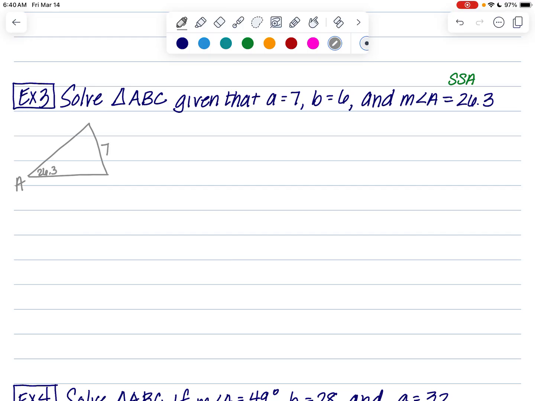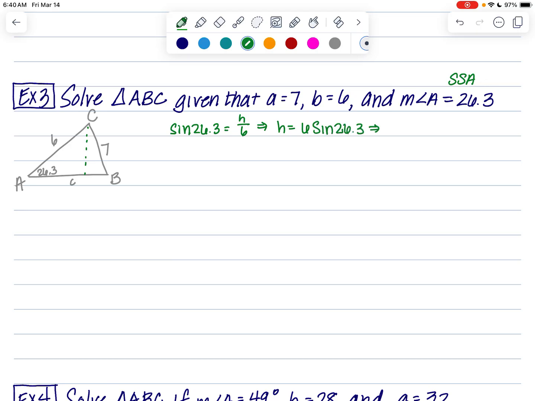The other side I'm given is side b. I don't care what the letter is, but the other side I'm given, I'm always going to put it in that position. That 6 is always going to go in that position. That is letter B, side b. So I'm going to let angle B be over here. So that means this is angle C and this is side c. Okay? So let's figure out what our height is. So in this case, the sine of 26.3 is going to be equal to my height over 6, because that's how we do it with right triangle trigonometry. My height is equal to 6 times the sine of 26.3.